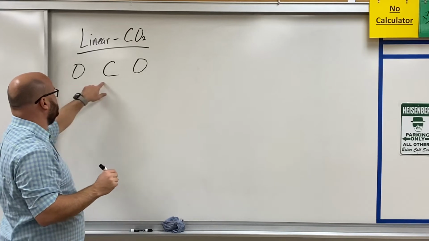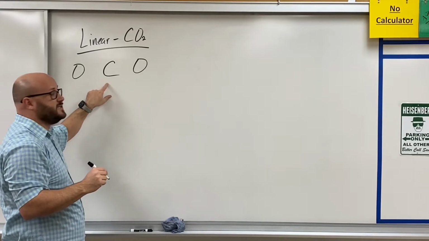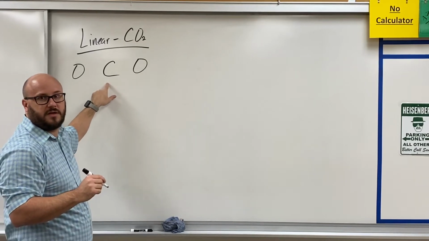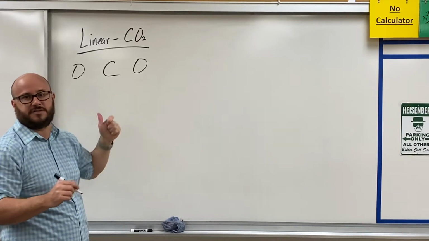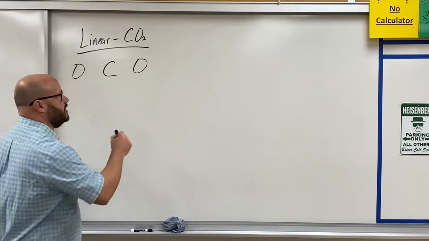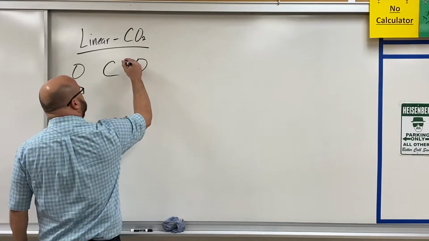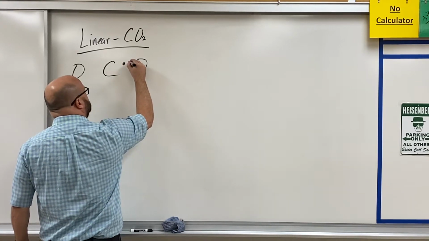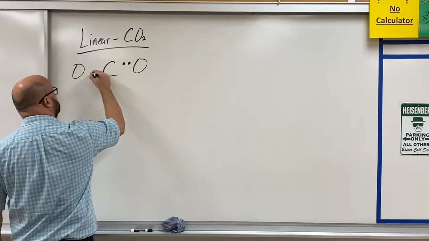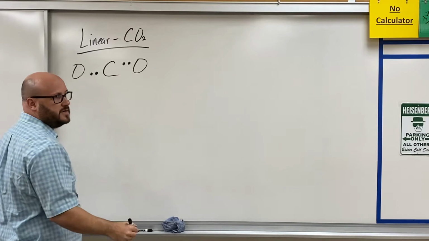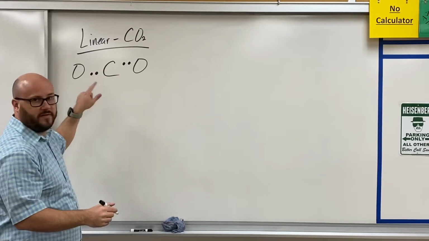Now, in order to achieve an octet, carbon needs to share 4 electrons, but it also needs to share its 4 valence electrons with the oxygens. So let's draw that like this. Carbon's going to share those 2 electrons and share those 2 electrons. That shows carbon's 4 valence electrons.